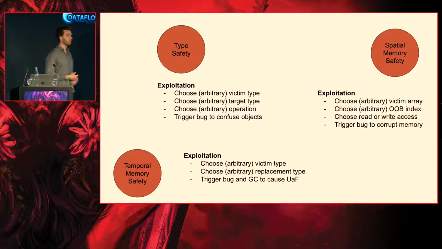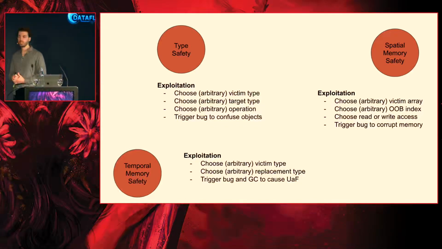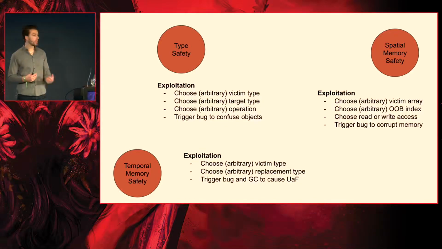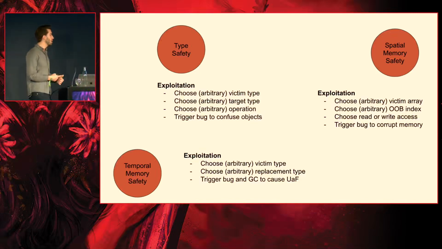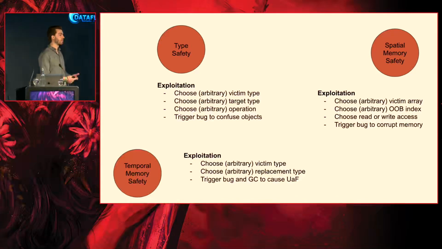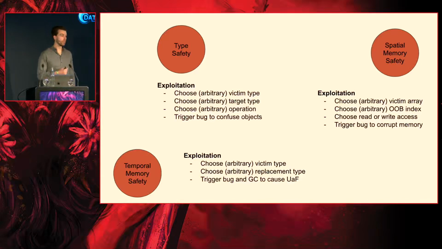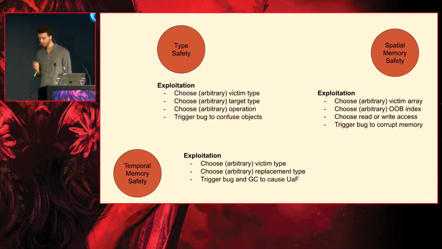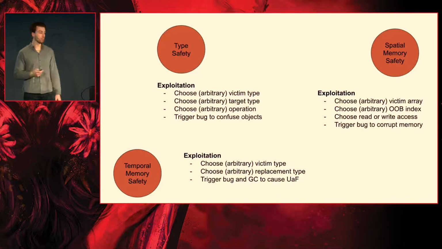And it's a similar thing for these spatial memory safety and temporal memory safety bugs, where you can choose the array you are accessing out of bounds, the index, the size, and so on. So that really gives you properly nice exploitation primitives.